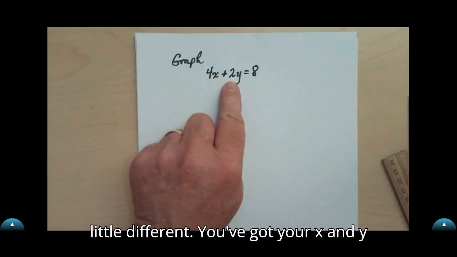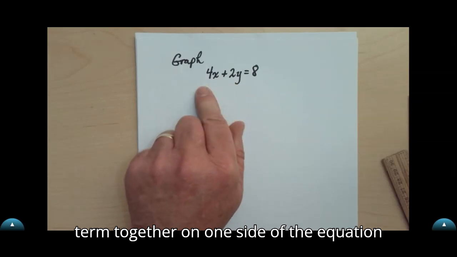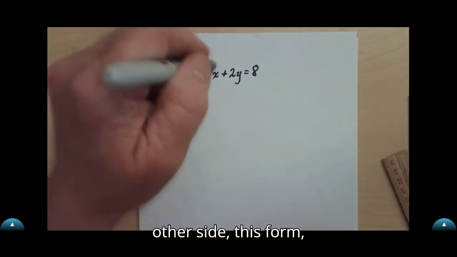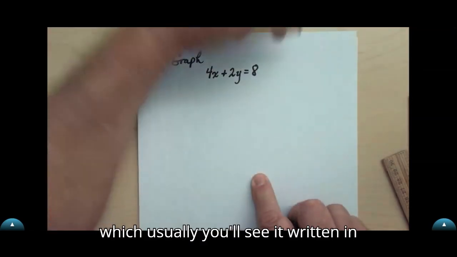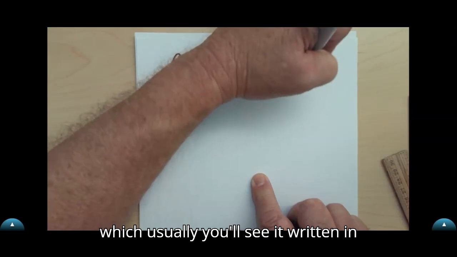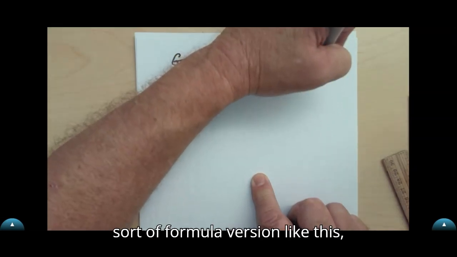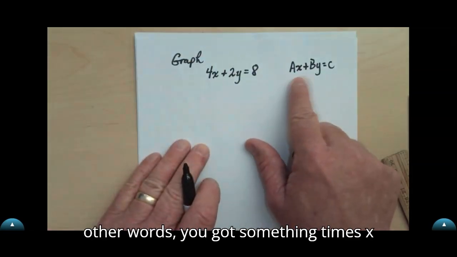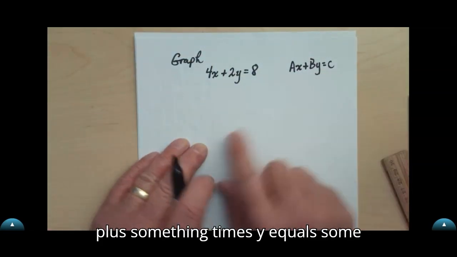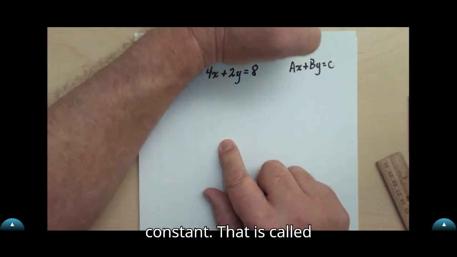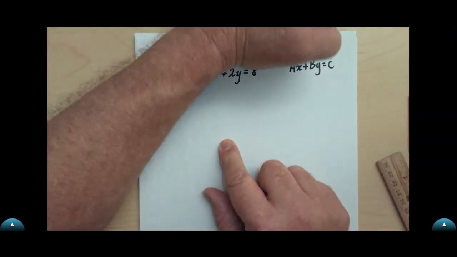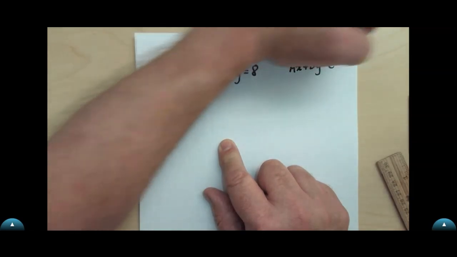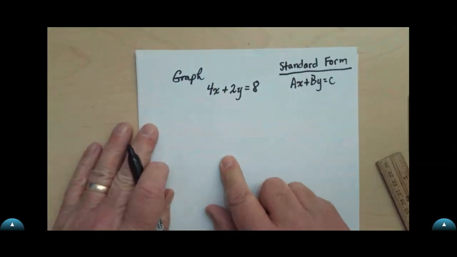You've got your x and y term together on one side of the equation and a constant term by itself on the other side. This form, which usually you'll see written in sort of formula version like this, ax plus by equals c. In other words, you got something times x plus something times y equals some constant. That is called standard form. Standard form for the equation of a line.